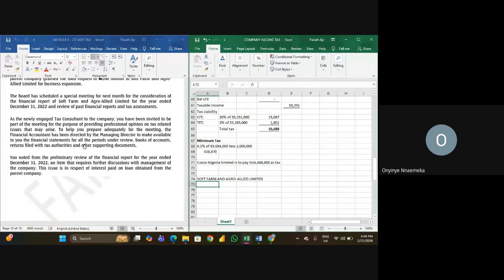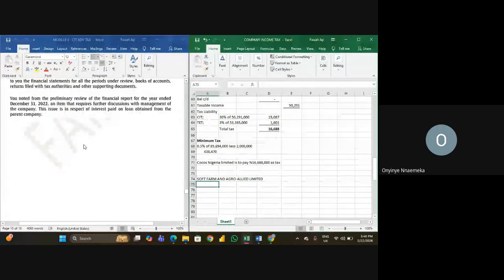To help you prepare adequately for the meeting, the financial accountant has been directed by the managing director to make available to you the financial statement for all the period under review, books of account, returns filed with tax authority, and other supporting documents. You noted from the plenary review of the financial report for the year ended 31st December 2022 an item that requires further discussion with management of the company. This issue is in respect of interest paid on loan obtained from the parent company. Remember that the parent company lent them 100 million. So they paid interest on that loan.